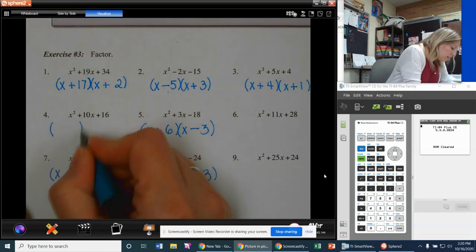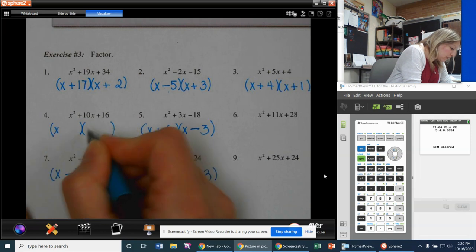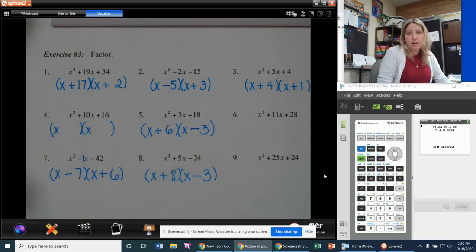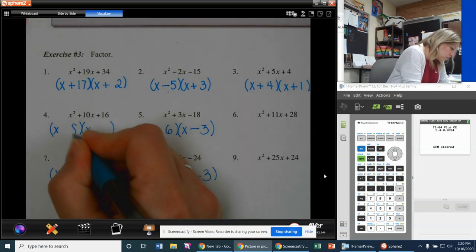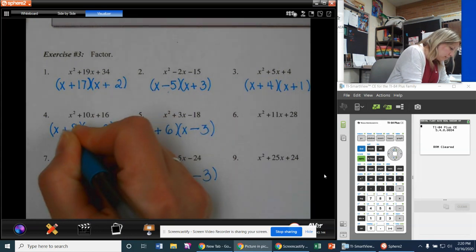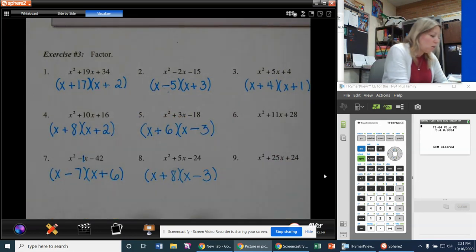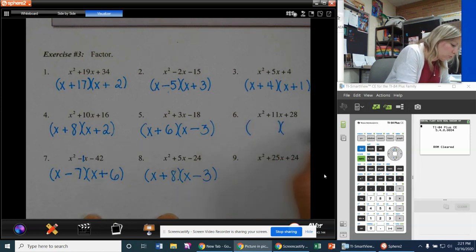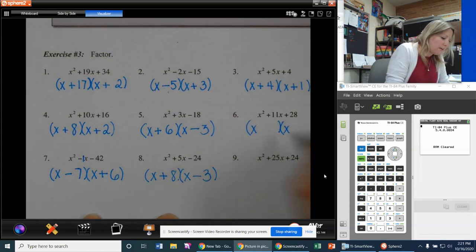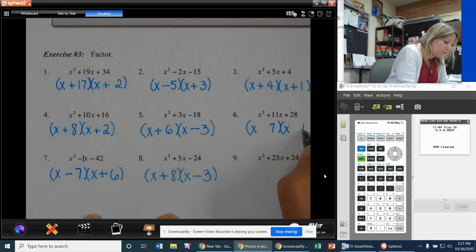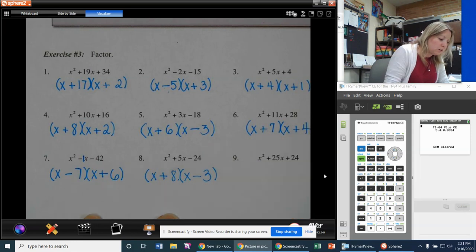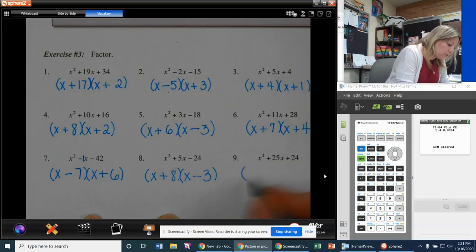16, what times what multiplies together to give me 16, adds up to 10? 8 and 2. Both positive. Middle is positive, end is positive, both positive. What times what gives me 28, but adds up to 11? That would be 7 and 4. Again, both positive. And what times what gives me 24, but adds up to 25? That's 24 and 1. Again, both positive.